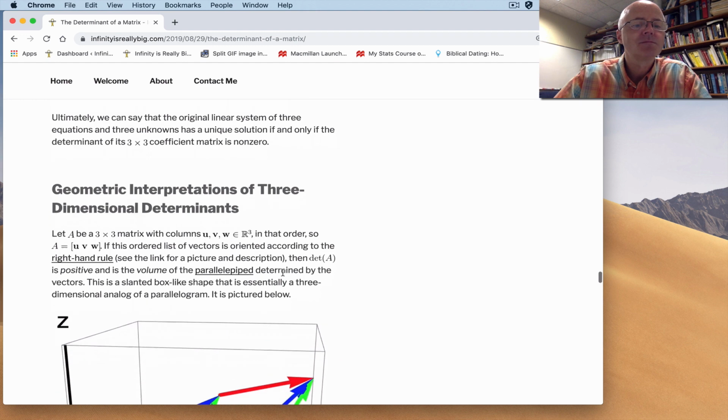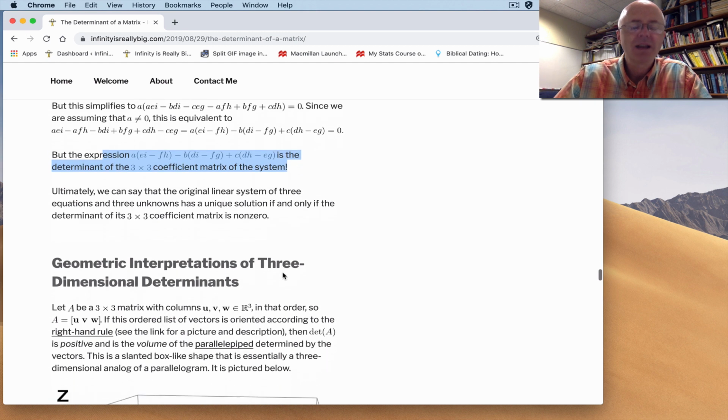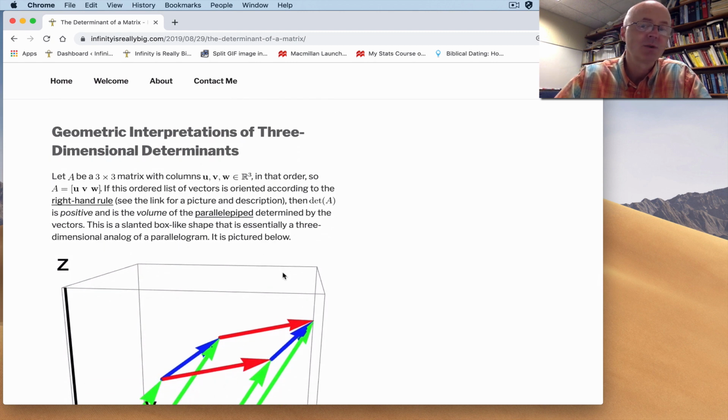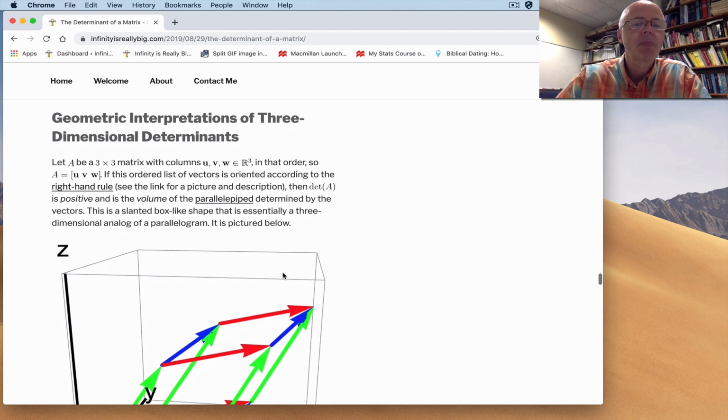So that's a lot of algebra. The next section gets back to geometry. Visuals that are, I hope you think, beautiful. Can you geometrically interpret 3 by 3 determinants of 3 by 3 matrices? Yes, you can. Let A be a 3 by 3 matrix with columns u, v, and w in that order.